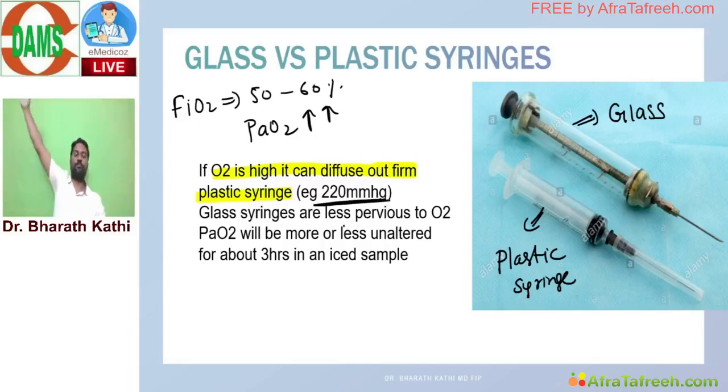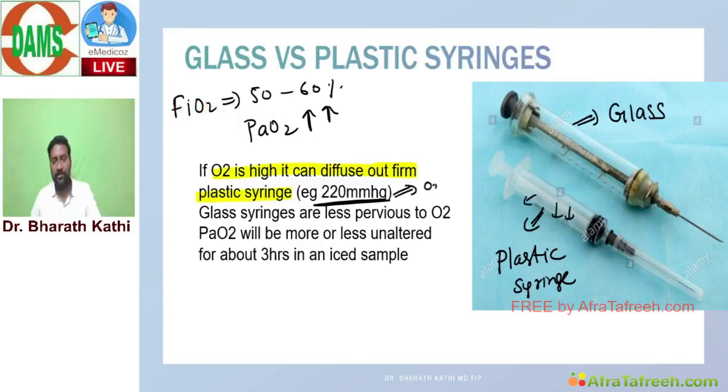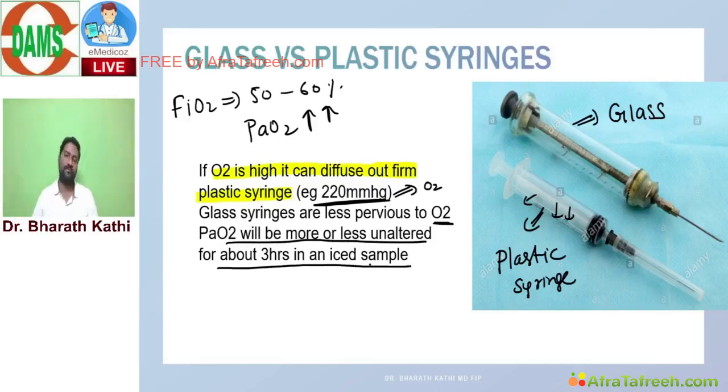In the atmosphere, PaO2 generally is 150. Now these plastic syringes can be permeable to oxygen, so this oxygen can go out from the syringes. Whereas glass syringes are impermeable to oxygen, and PaO2 will be more or less unaltered for about 3 hours in an iced sample. So either oxygen can go out if it is high, or if it is very low in the sample, oxygen from the atmosphere can diffuse in.